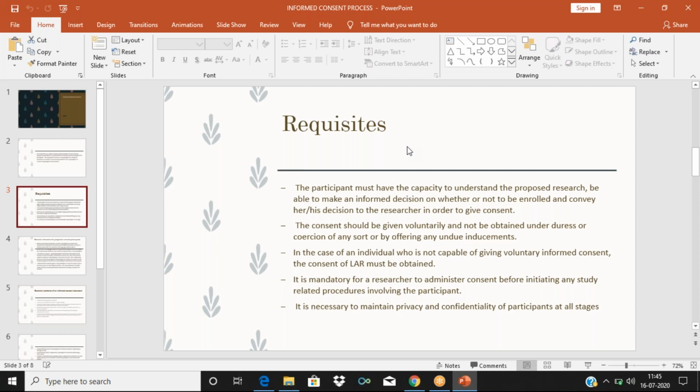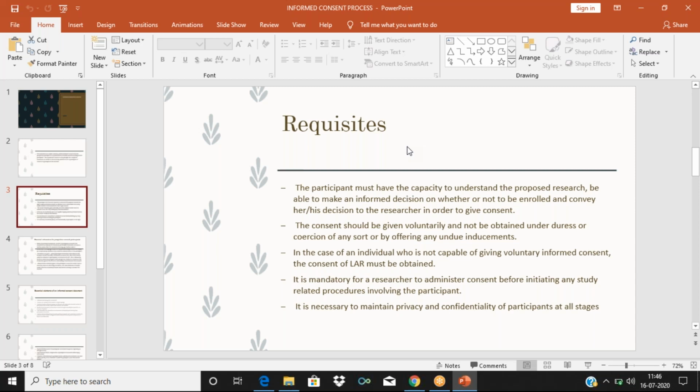One of the basic requirements of the informed consent process is that the participant should be competent. Mentally challenged people are not competent enough to give consent, or people with some genetic disorders, or if it is a minor child, they will not be able to give consent. So that aspect has to be met. The participant should be competent, and he should be able to understand what the research is about, and he should be able to make a decision whether or not to be enrolled in the study. So that is a basic requirement.